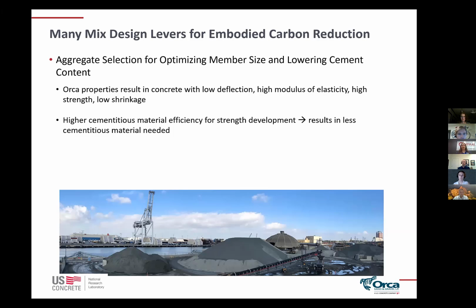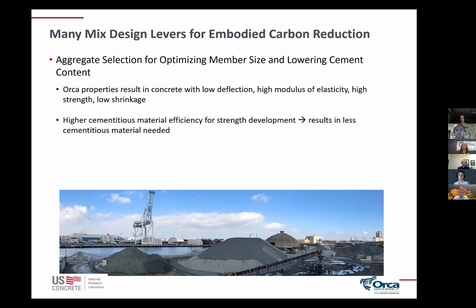As we mentioned, Orca, I can just speak to this from my own experience, has properties that result in concrete with low deflection, high modulus of elasticity, high strength, low shrinkage. And then also has the benefit, because of those, that you can get better material efficiency out of your cementitious materials, which results in being able to design a mix with less cementitious material.